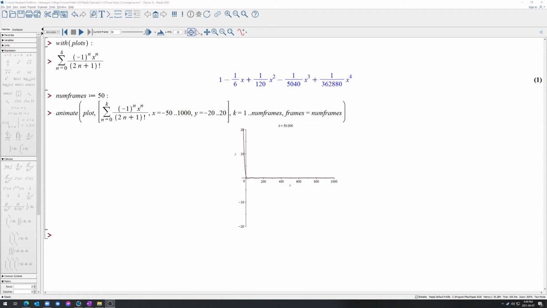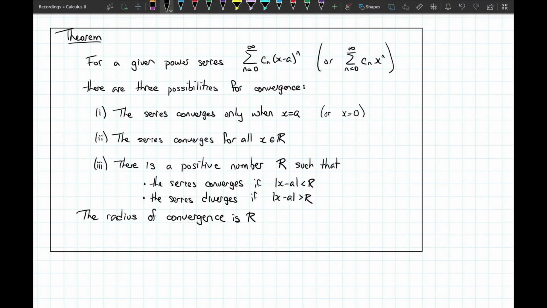So let's take a look at a quick little theorem here about the behavior of power series. This theorem says that for any given power series, let's say it's centered at a, or if we don't have x minus a to the n, then we would just say it's centered at a equal to 0. Well, then there are 3 possibilities for the values of x where this power series is convergent. Possibility number 1, it's only convergent when x is equal to a. And that could be when x is equal to 0 in the case where a is 0. So it's actually only convergent at one particular number.